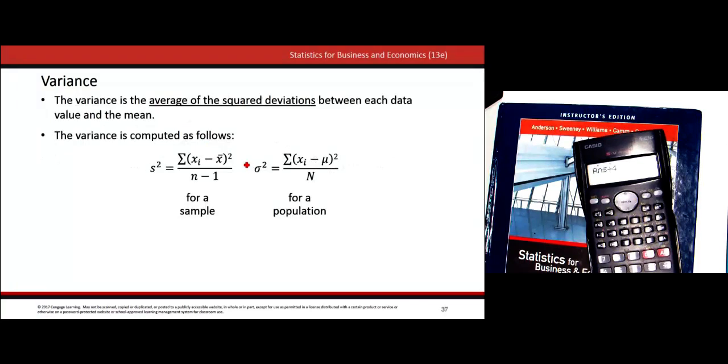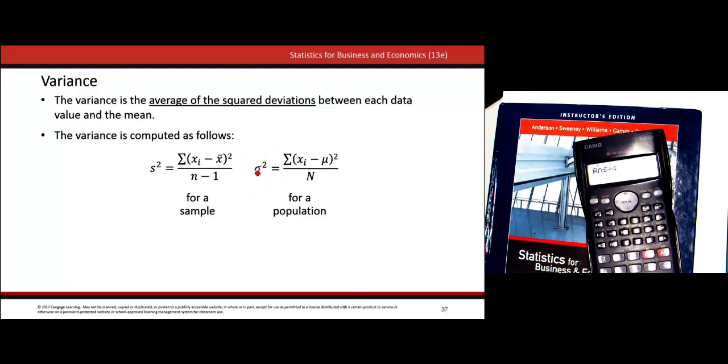So the variance is the average of the squared deviations between each data value and the mean. For the sample, it is the sum of xi minus x bar squared over n minus 1. So first you need to calculate the sample mean, then subtract the mean from each value, and then square those, add them up, and divide by the sample size minus 1.